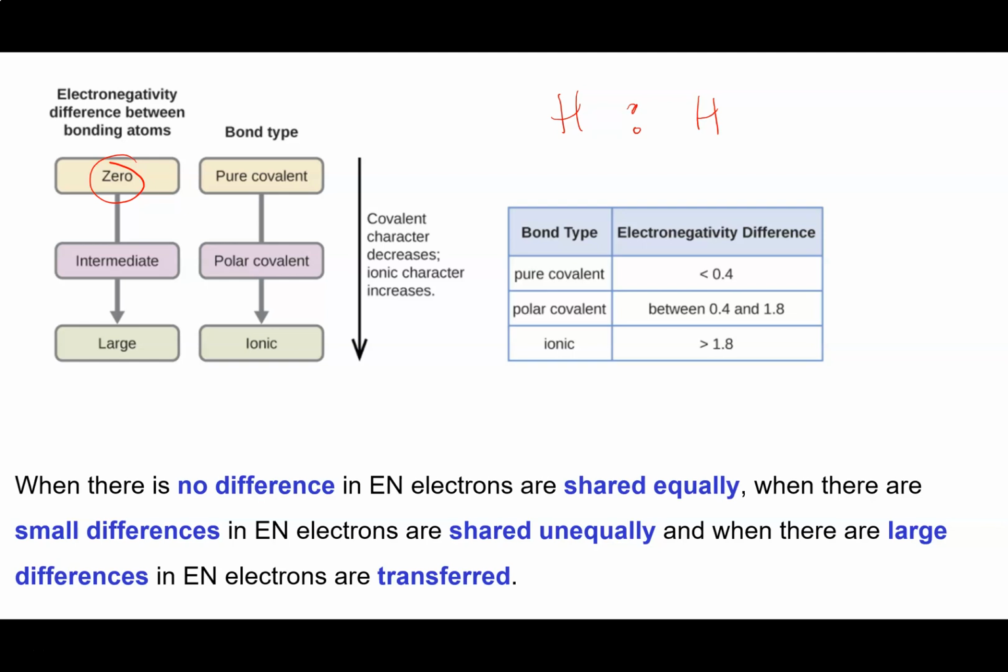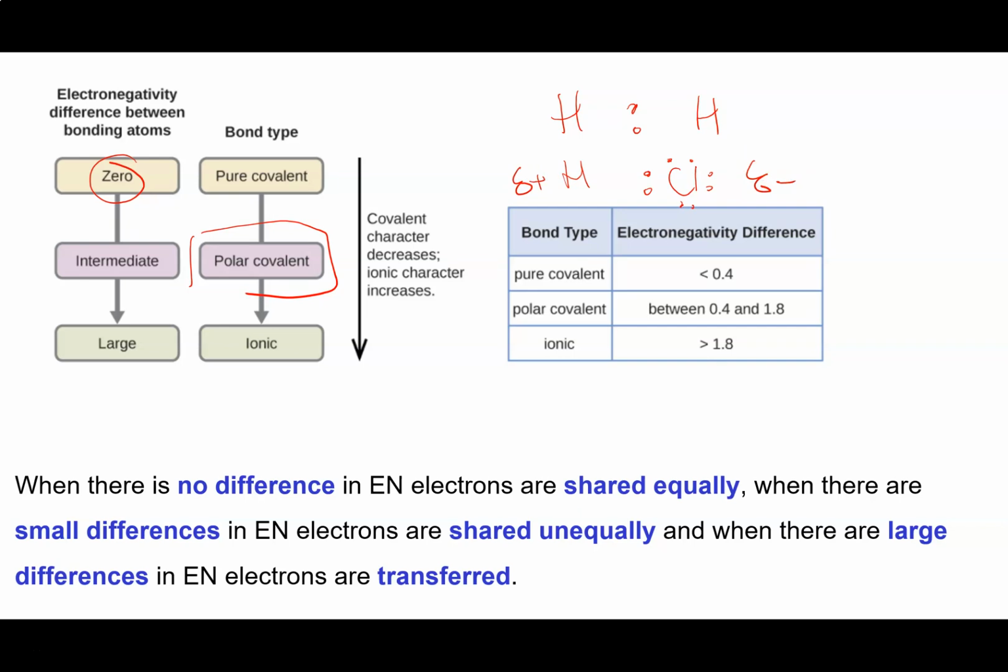Now, if we have modest differences in electronegativity, maybe what we saw with hydrogen and chlorine, and we have unequal sharing of electrons, we get what we call polar covalent bonds, where our bond has a more positive end and a more negative end.